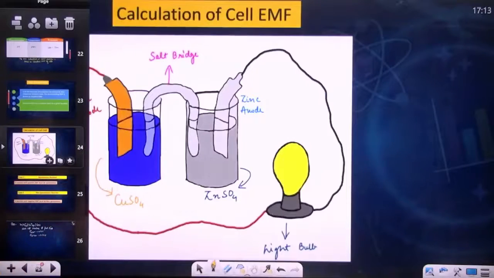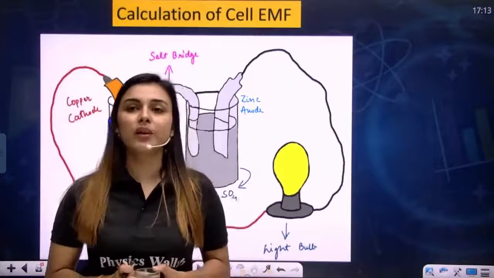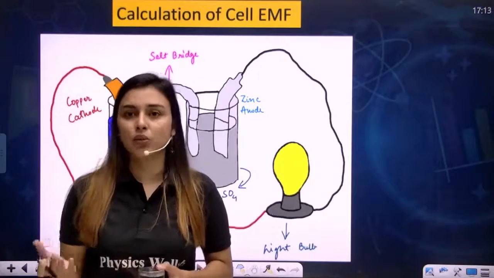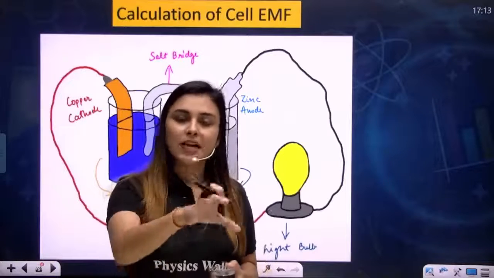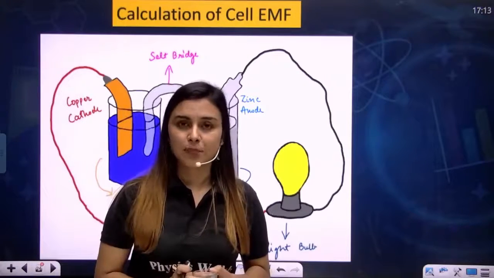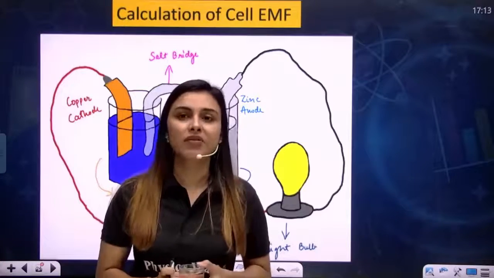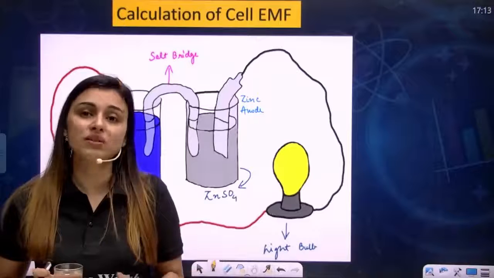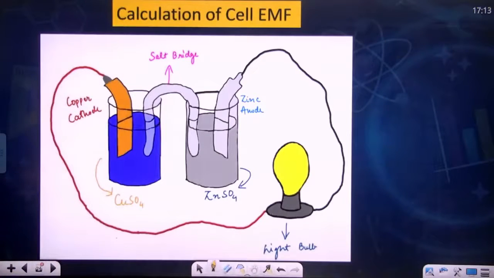Let's try to calculate the cell EMF. How are we going to calculate it? You have an instrument where you put a cell and you get the standard EMF of that cell. But you have to know mathematically how that EMF can be calculated or how you're going to use that EMF. So now my dear students, you have a cell present here. Can you see the cell?